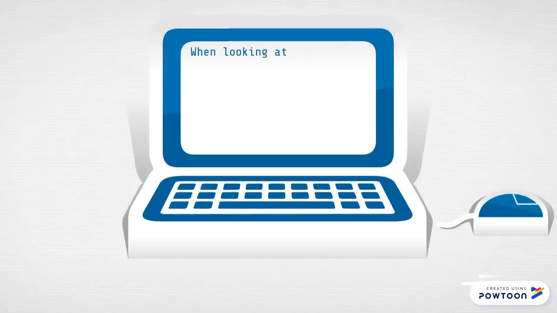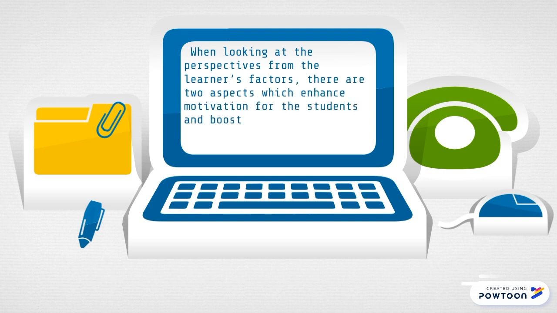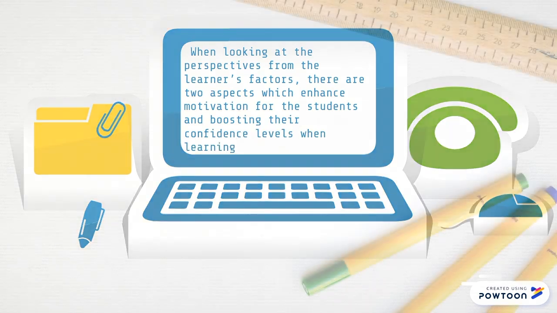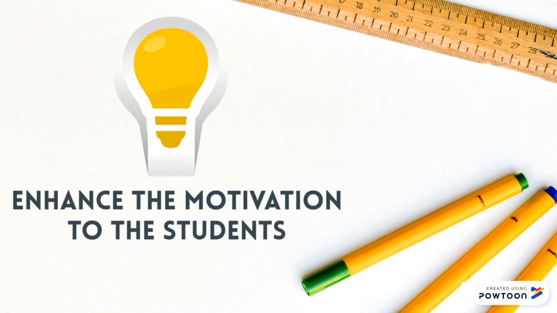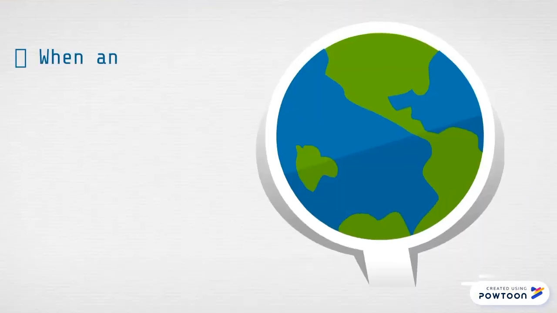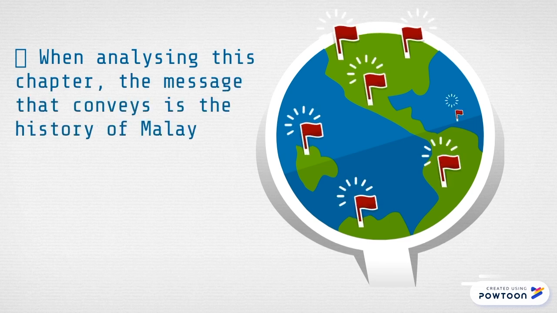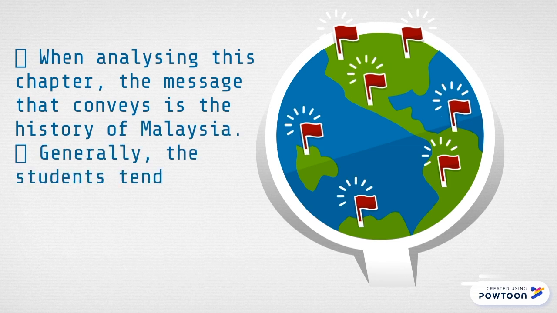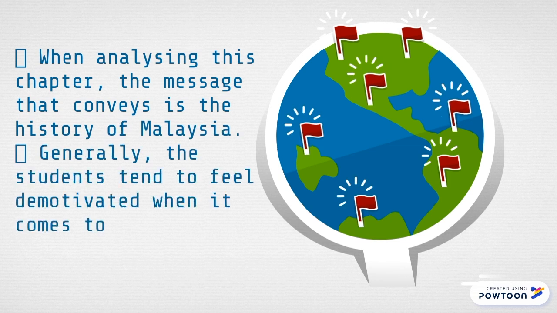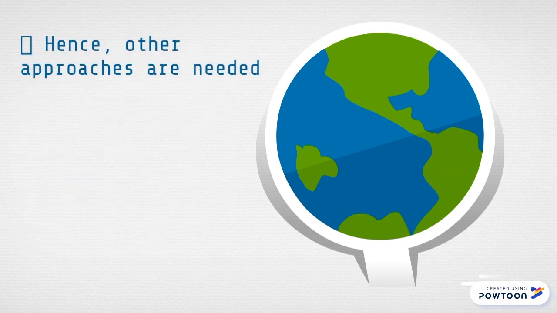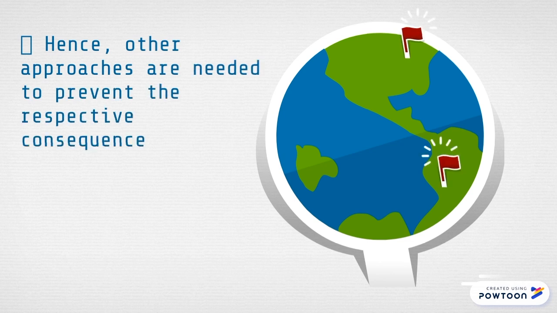When looking at the perspective from the learner's factor, there are two aspects which enhance motivation for the students and boost their confidence levels when learning. Okay, let's move on to enhancing the motivation of the students. When analyzing this chapter, the message that is conveyed is the history of Malaysia. Generally, students tend to feel demotivated when it comes to learning history lessons.